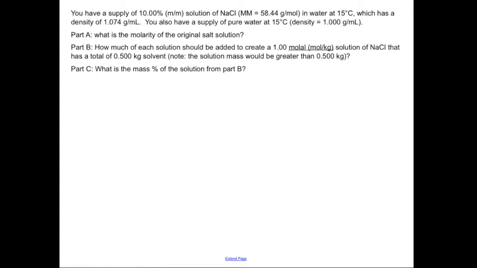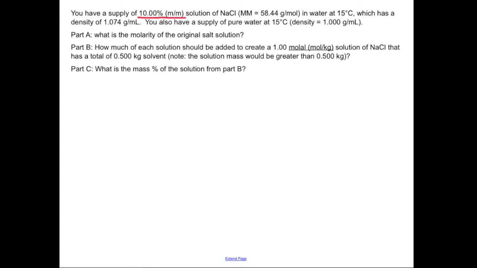Hello again, students. Today we're going to do another sample problem that basically is going to just have us convert back and forth between the various different ways that chemists like to report concentration. So I've picked a couple things for us to do.